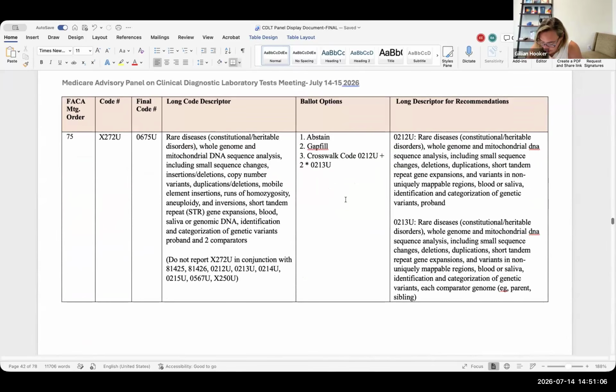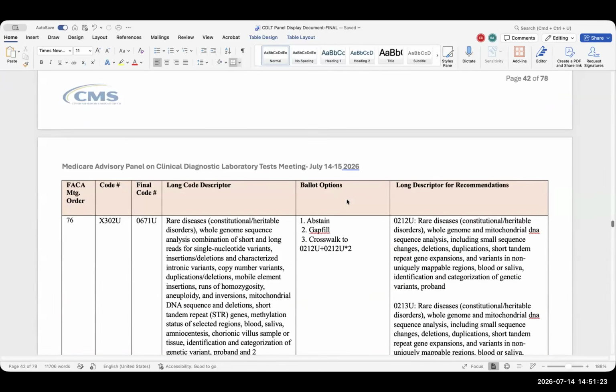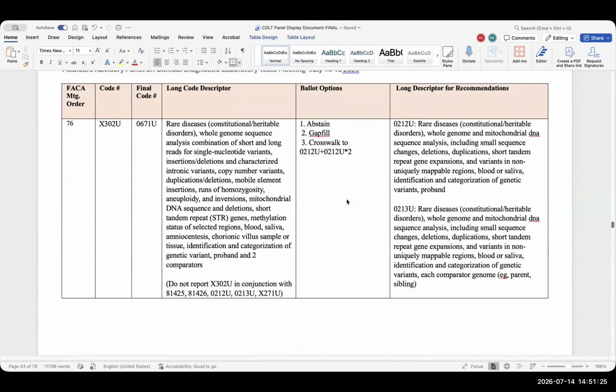And then we need to talk about 77, right? And so this one's okay. Yep. So just for our transcription, we're referencing 0675U is fine. Yes, no revote is necessary. Correct. Moving on to 0671U. Also fine, no revote necessary.